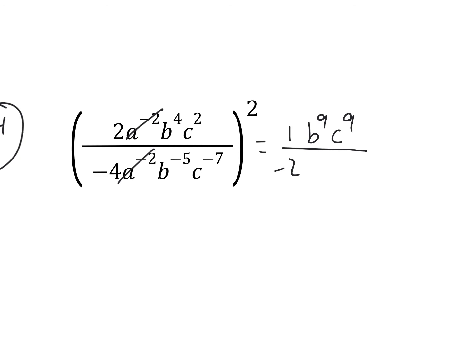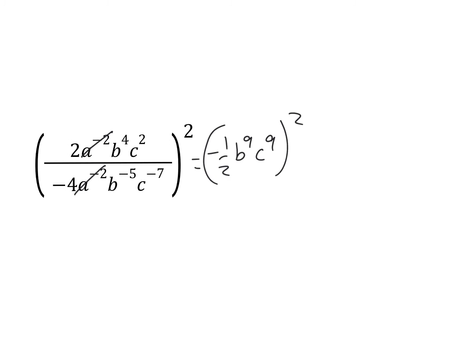Okay, and notice how I just wrote those in the top. We don't actually really need the rest of this fraction bar. It's just going to be negative 1/2 times b to the 9th, c to the 9th, and then we're going to still square that. Okay, we simplified first, and then we're going to square that. So we take negative 1/2 squared. That's going to be positive 1/4. And then b to the 18, because we take 9 times 2, and then c to the 18. Again, another 9 times 2.